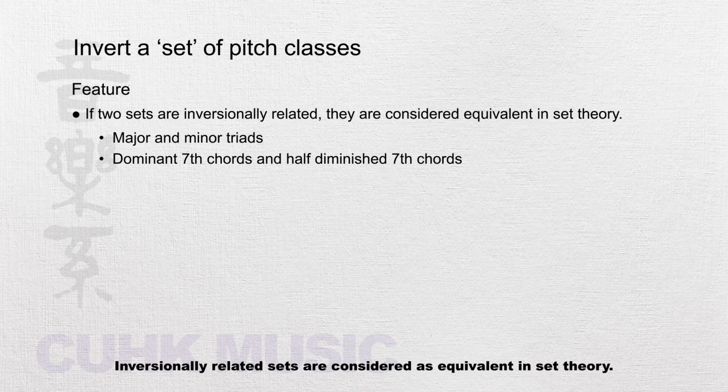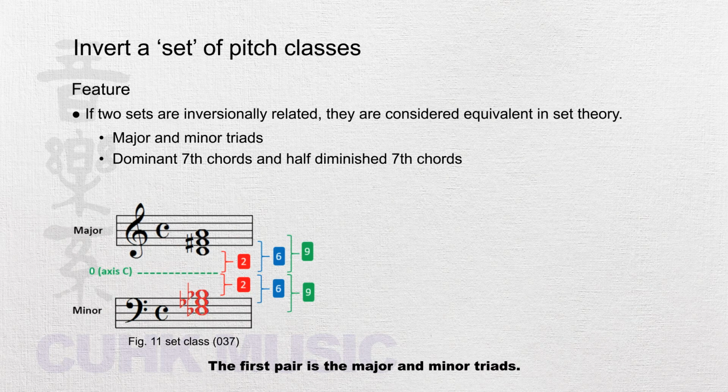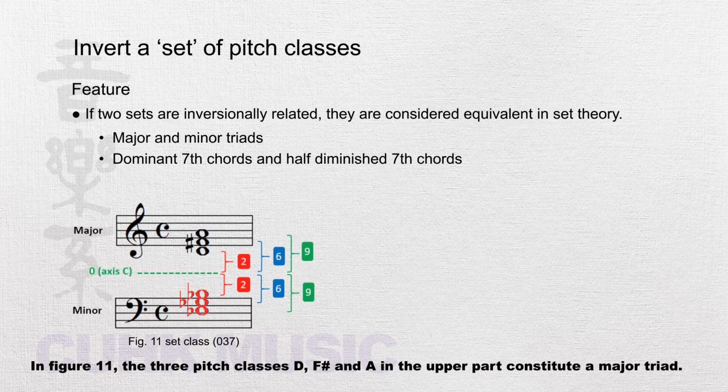Inversionally related sets are considered equivalent in set theory. Two pairs of chords commonly used in tonal music exemplify this. The first pair is the major and minor triads. In Figure 11, the three pitch classes D, F sharp, and A in the first upper part constitute a major triad.